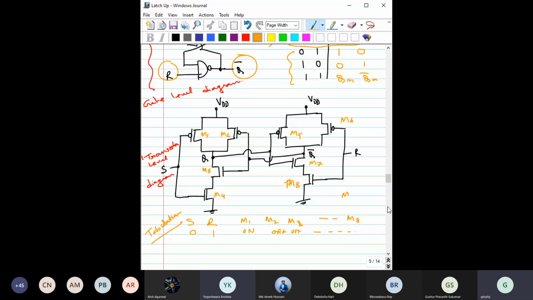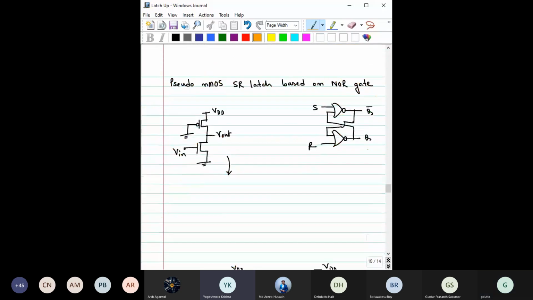Nothing fancy here. Right. Getting bored, huh? Okay. So now, so far what we have discussed in the sequential circuit, everything we have discussed in terms of CMOS logic, right?